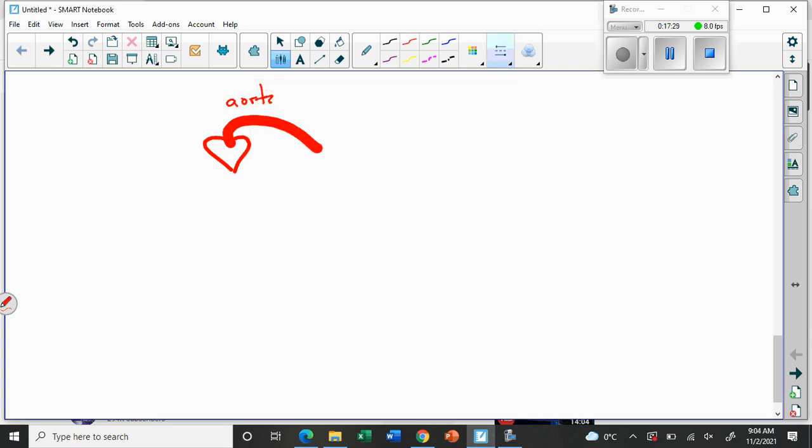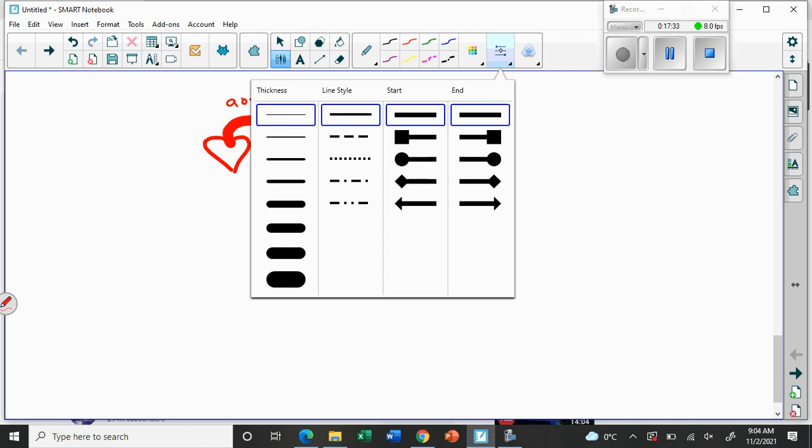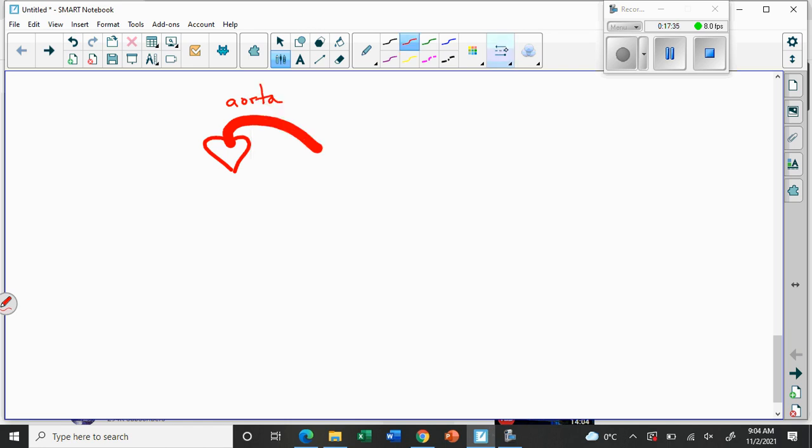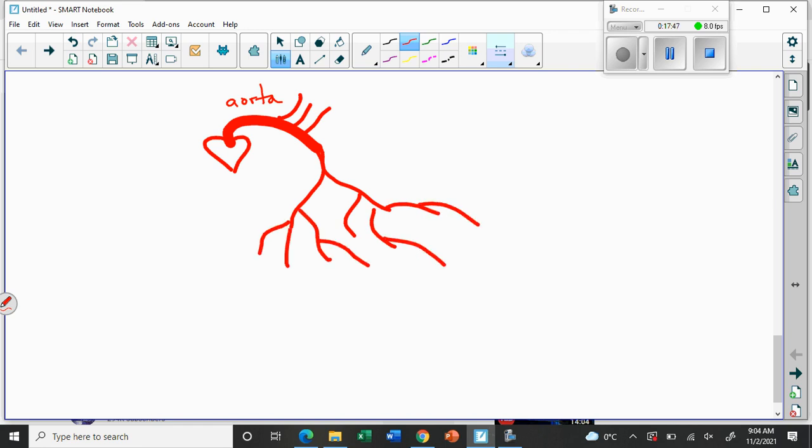That's the main artery leaving the heart. But then what it does is it very quickly branches off. So I'm going to put some smaller branches. It branches up to go up to the bottom of the body, and then up to the top of the body. And as it moves down, it branches again into smaller and smaller and smaller arteries. And these arteries reach out all through your body.